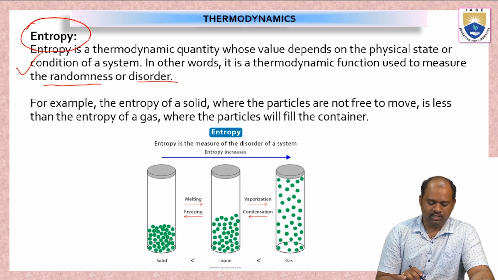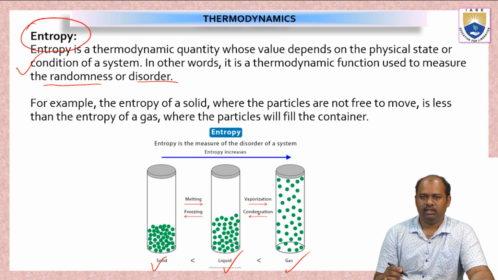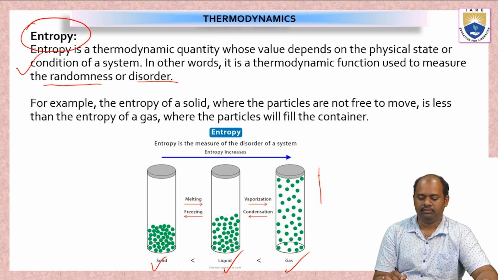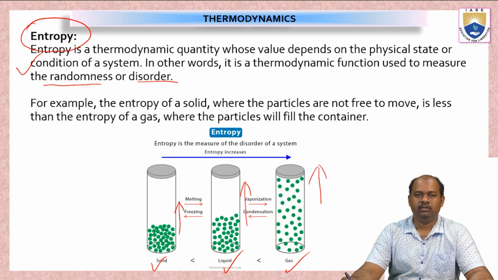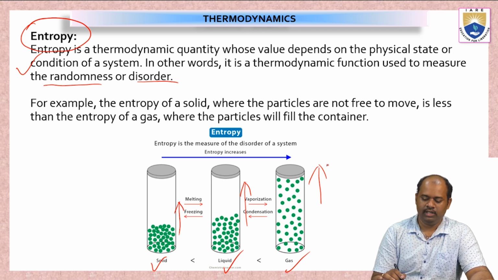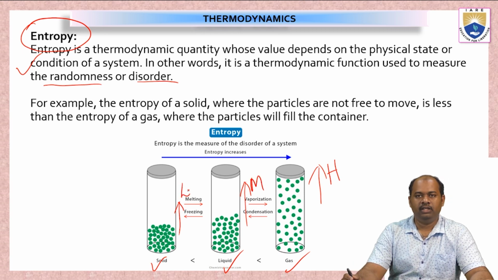In the picture, we can see there are three types of states of matter. First one is solid, second one is liquid and third is gas. When we compare all the three states of matter, in gas, the entropy is very high when compared to liquid. Liquid is also very high when compared to solid. And in solids, the entropy is very low. So here it is very high, here it is medium, here it is low. So the entropy is defined as the degree of disorderedness.